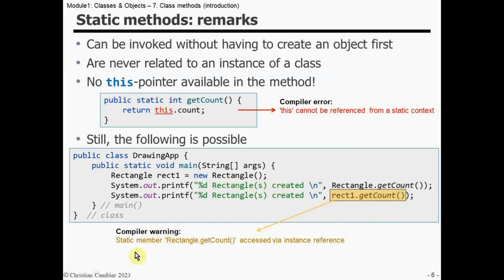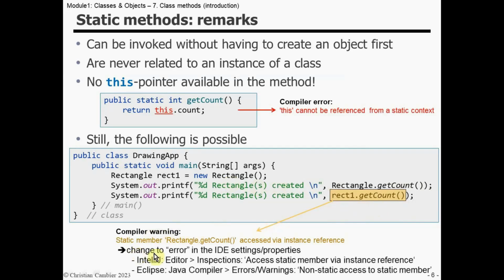If you feel like changing it to an error as well in your IDE, so for IntelliJ, go to the settings, editor, inspections, and there change the topic access static member via instance reference from warning to error. For Eclipse, go to the properties, Java compiler, errors, warnings section, and change the topic non-static access to static member from warning to error as well. Feel free to add any comments why this syntax about using an object reference when using a static member is allowed, because I can't think of any sensible argument.